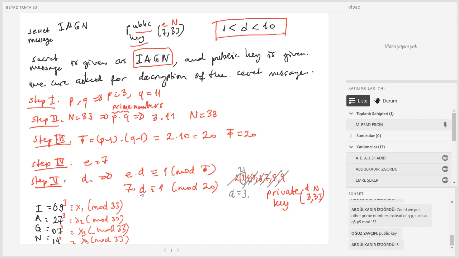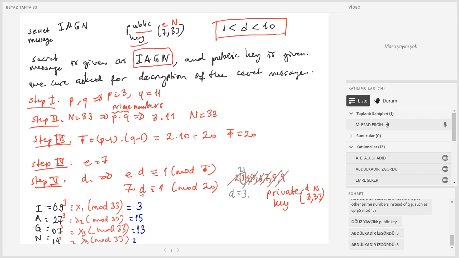9 power of 3, and in modulo 33 it will be 3. And the other one is 27 power of 3, and in modulo 33 it will be 15. And for 7 power of 3, in modulo 33 it will be 13.